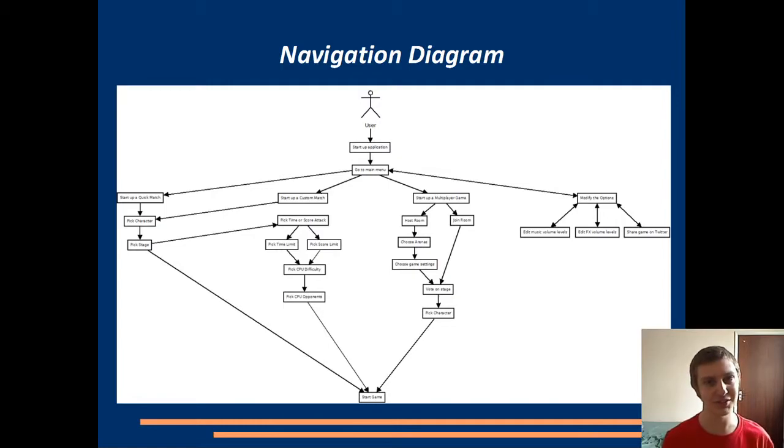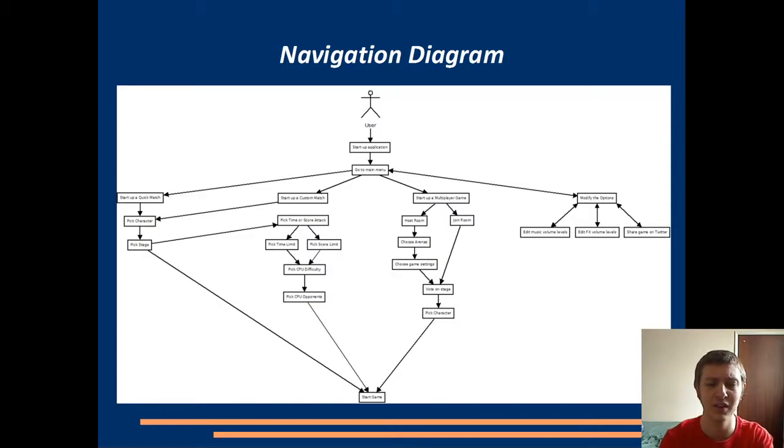So it's all the different options that the user can take, and it's a double-ended arrow because you can go back directly from the options. So it's just different routes to take. And the main game ones are the quick match, custom matches, and multiplayer games.